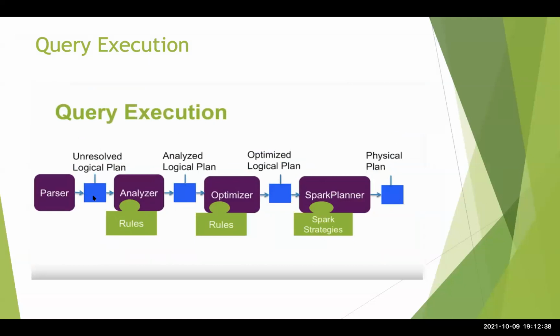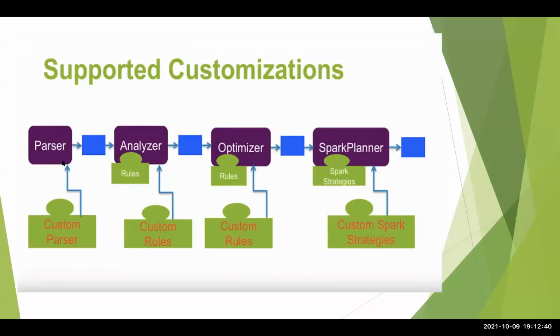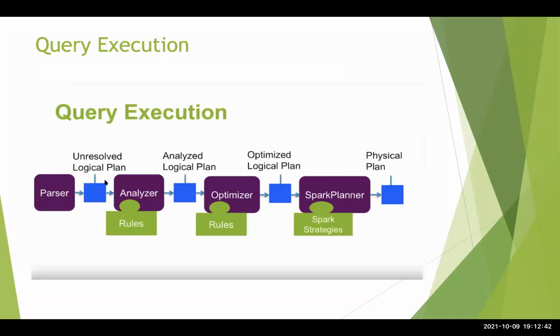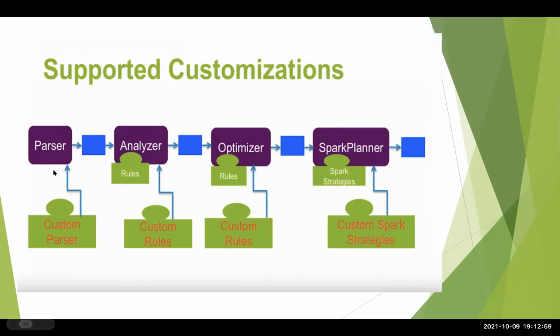Now, supported customization. Same thing here. In each of these, in your parser, analyzer, what you have to know is that these are the verbs. These are actions, things which are doing some actions. The parser is doing parsing, the analyzer is doing analysis, the optimizer is doing optimization, the Spark planner is doing Spark planning. So you can have your own extension points. You can have a custom parser, custom rules for the analyzer, custom rules for the optimizer, and custom Spark strategies.